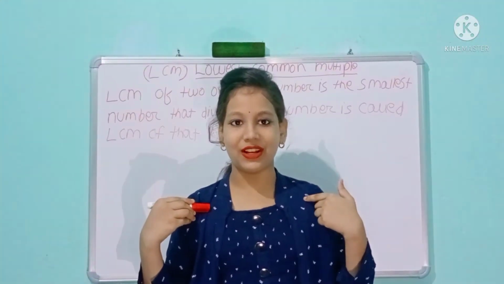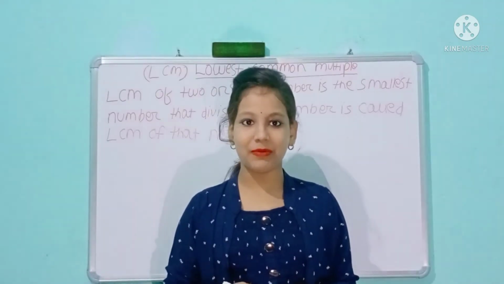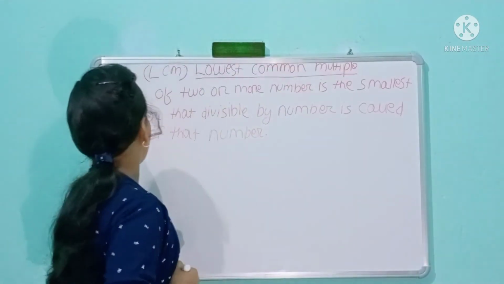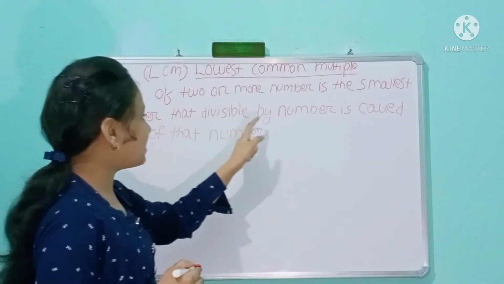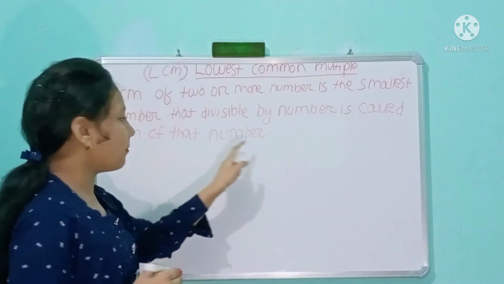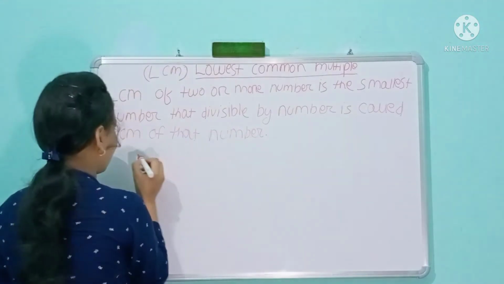Channel Khushbu Education. So today we will discuss LCM. So let's see the definition. LCM of two or more numbers is the smallest number that is divisible by those numbers. So let's take an example.